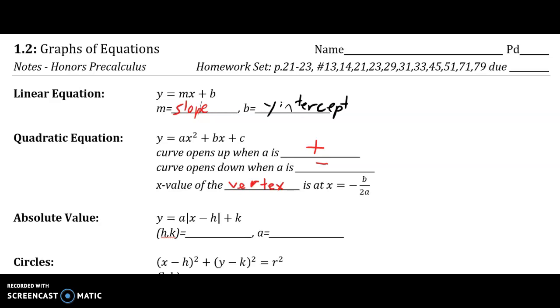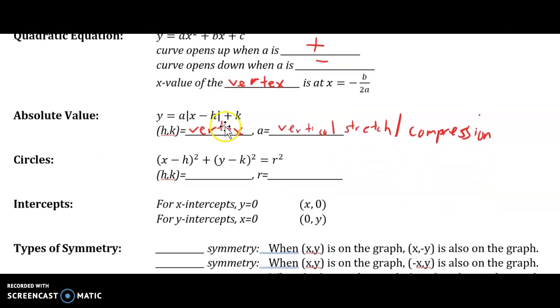Okay. H comma k equals the vertex. And A equals the vertical stretch or compression. It makes it tall and skinny or short and fat. Okay? All right. Let's keep going.